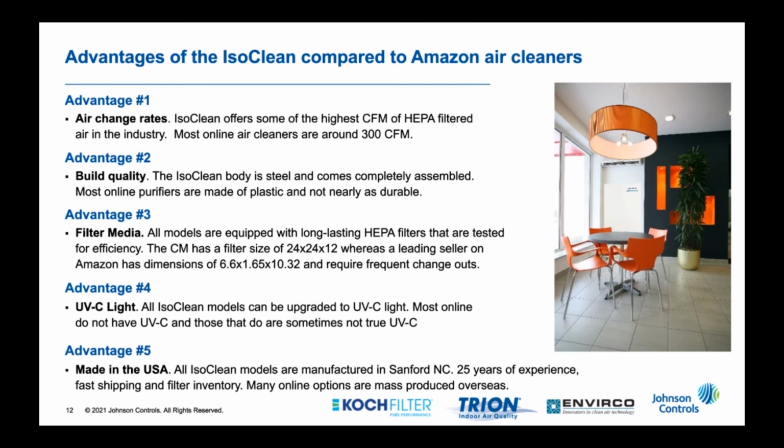Advantage number 2, build quality. I mentioned offshore and plastic. The IsoClean is made of steel, which of course is much more durable than plastic. It's got a nice textured powder coat paint finish for many, many years of reliable service. Advantage number 3, the filter media. The IsoClean CM has a 24 by 24 by 12 high capacity HEPA filter. Most of these Amazon units have a very, very small HEPA filter, and they'll require frequent changeouts.